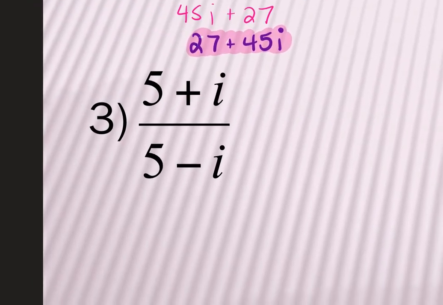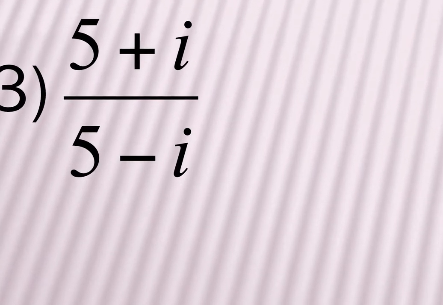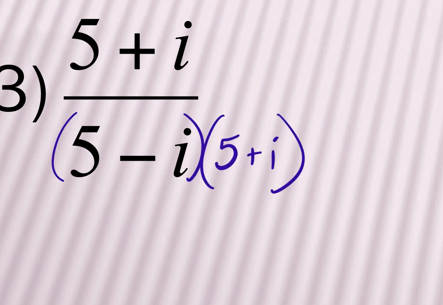Okay, 3. Now I've got an i in the denominator. In the numerator, it would have been fine, but in the denominator, this is saying you have the square root of a negative number in the denominator, which is irrational, so we can't leave it. We multiply both the top and the bottom by the conjugate of the bottom. So I'm going to multiply by 5 plus i in both the top and the bottom.